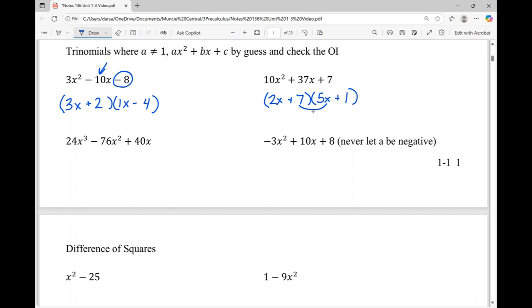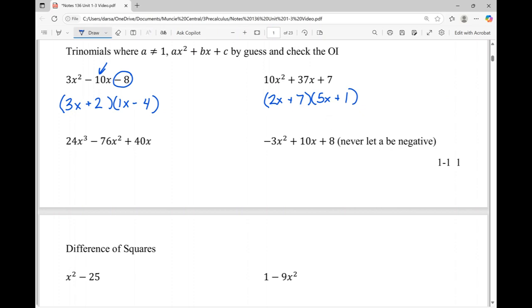So 7 times 5x is 35x. 2x times 1 is 2x. Is 2x plus 35x equal to 37x, which is right here? Yes. So we have correctly factored.